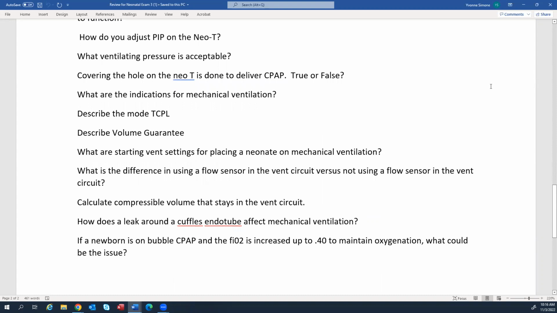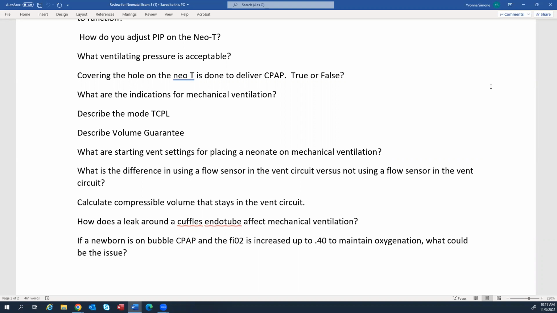And then describe the mode for TCPL, and that stands for time cycled pressure limited mode. Time cycled pressure limited is what we use to describe a pressure control breath. We say that it's time cycled pressure limited. So the difference between TCPL and standard pressure control has to do with the flow waveform.